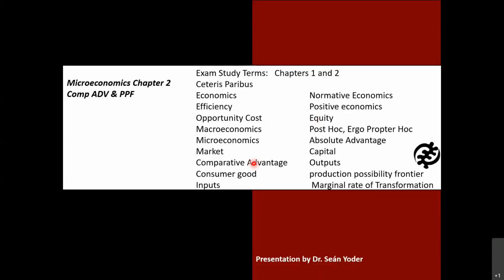This is Dr. Sean Yoder, and today we're doing EC201. We're doing Chapter 2. So today we're covering comparative advantage and production possibilities frontiers.